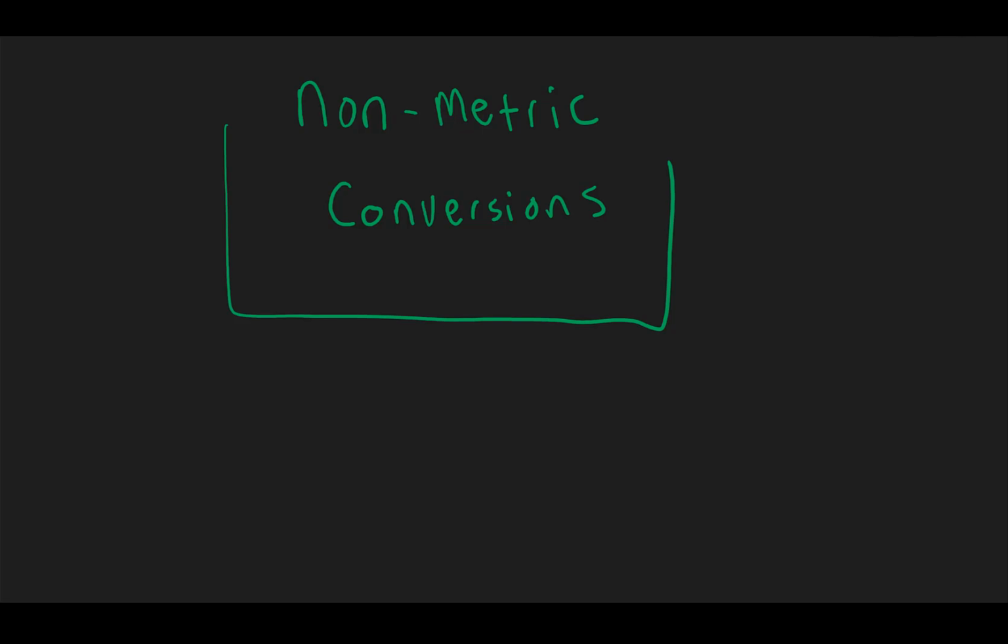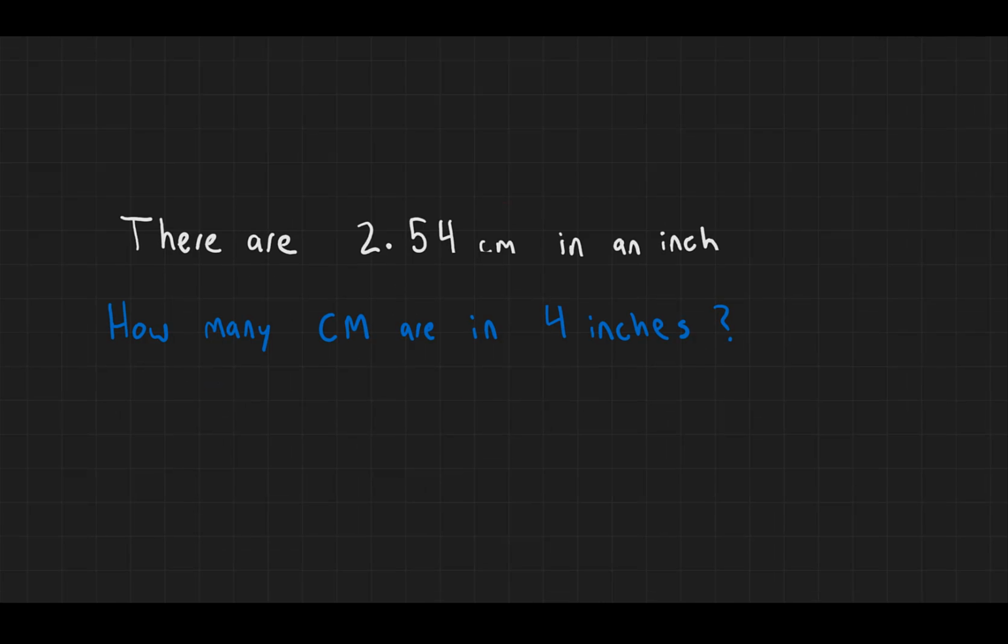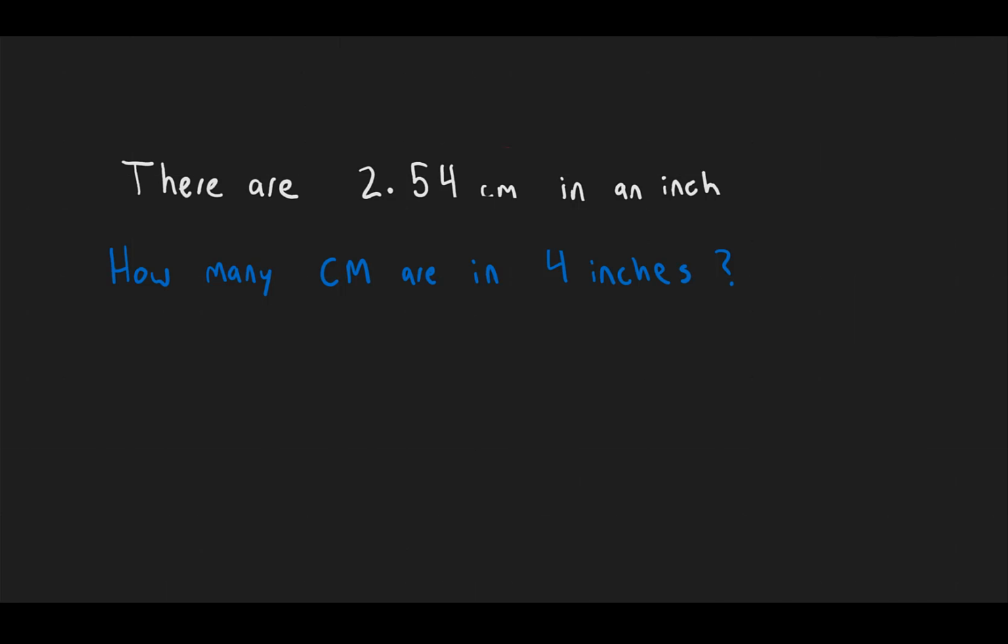Hello, this is going to be a quick video showing you how to do non-metric conversions. Non-metric conversions are like this. You have 2.54 centimeters in an inch. How many centimeters are in 4 inches? So centimeters is part of the metric system, but inches isn't. So you can't do any of the nice metric system stuff. You have to actually convert it.